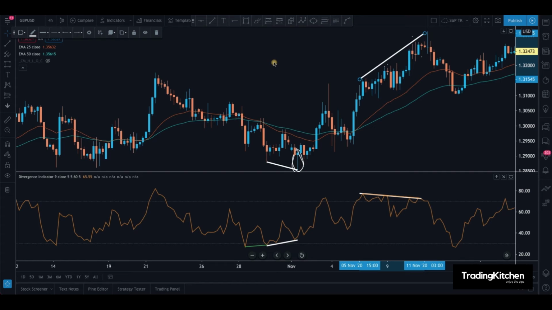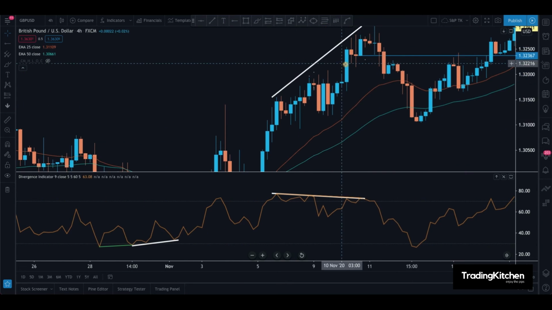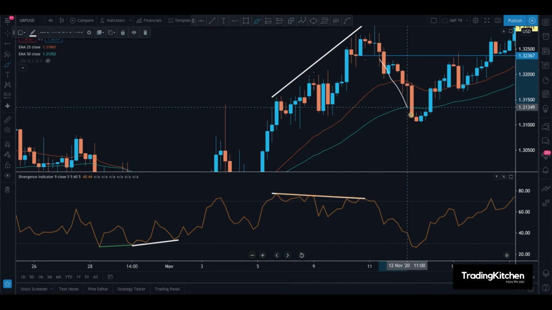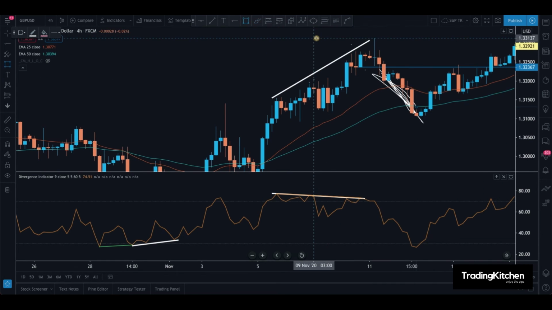So in this case, how do we use divergences? First of all, divergence must be confirmed. As in this case, we will not enter the trade here. We enter the trade here. Let me show you better. Here, on the breakout of this support. This is a structure.